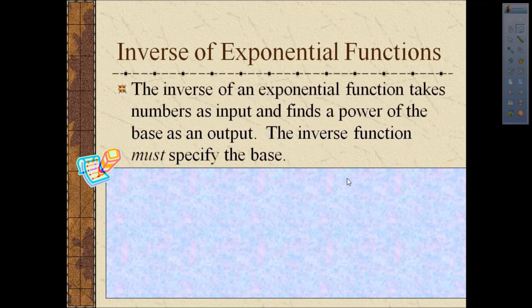So specifically, the inverse of an exponential function will take numbers as input and find a power of the base as an output. Since different exponential functions have different bases, we could have 2 to the x, 4 to the x, 5 to the x, 10 to the x. The inverse function must specify the base of that exponential function.